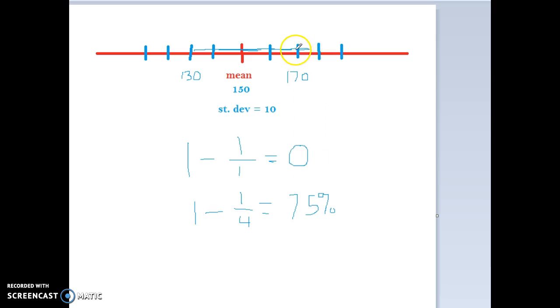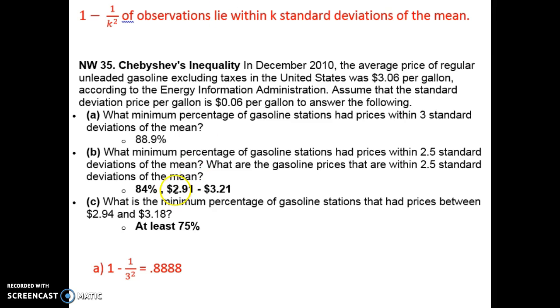And what we just solved in part A is that within 3 standard deviations, so for this example between 120 and 180, we just solved that the minimum that can be in that range is 88.9%. Could be a lot more, but it can't be less than 88.9%.